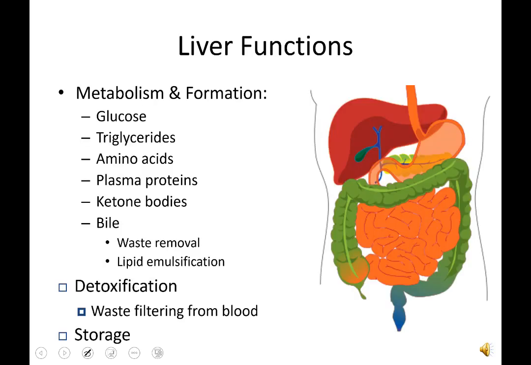In the liver, we do a lot of things. So we're just going to do really big picture things here about the liver. The point of the liver is that it makes so many elements in our body. It can make glucose. It can make triglycerides. It can actually make different amino acids from other amino acids. It's making plasma proteins. It makes ketone bodies.